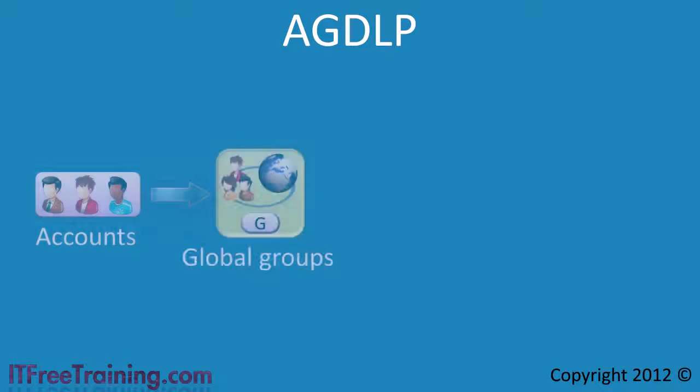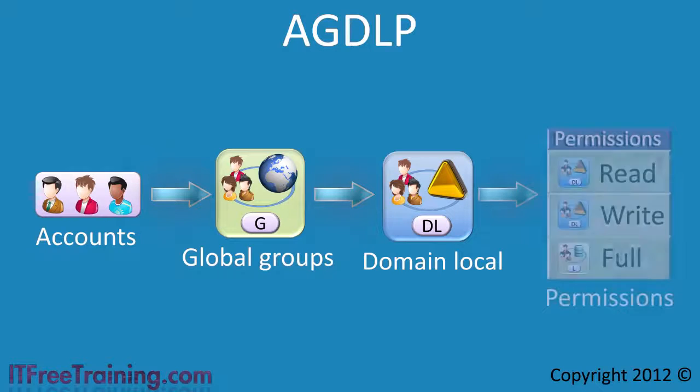AGDLP works like this. Accounts go into global groups, which go into domain local groups, which get applied to permissions. Seems overly complex, doesn't it? Let's start with the resource we want to allow access to and work our way back and see why each group is used.